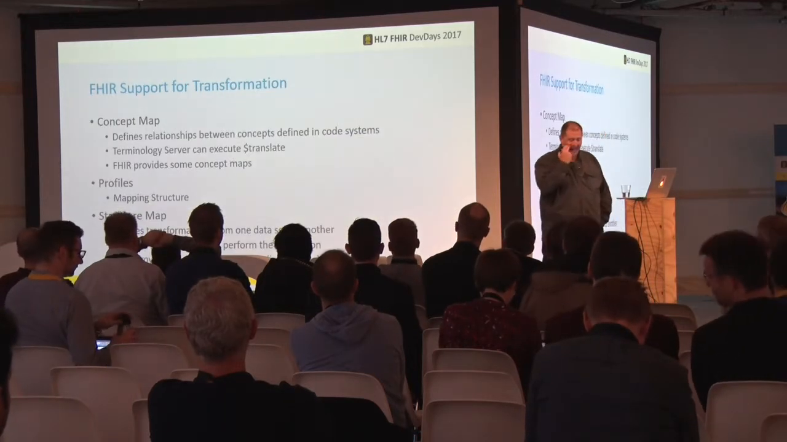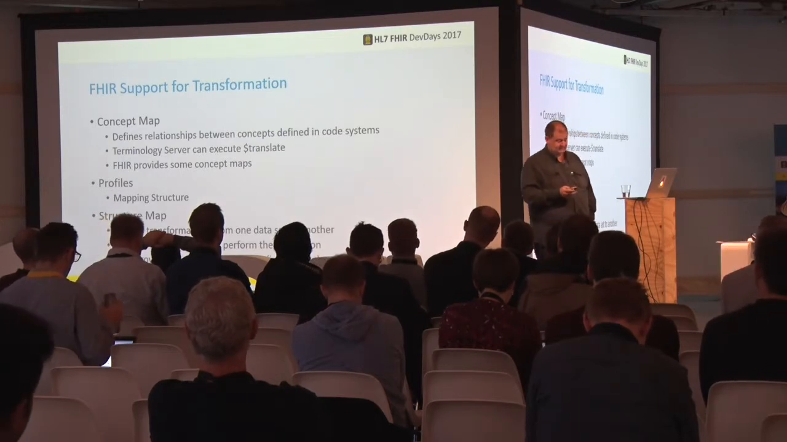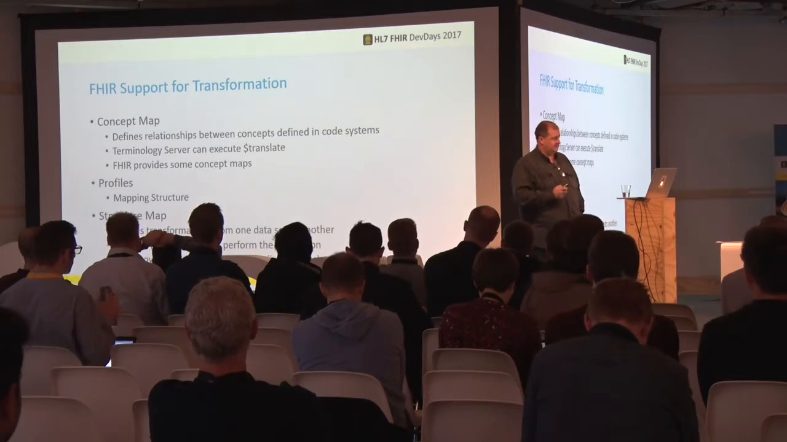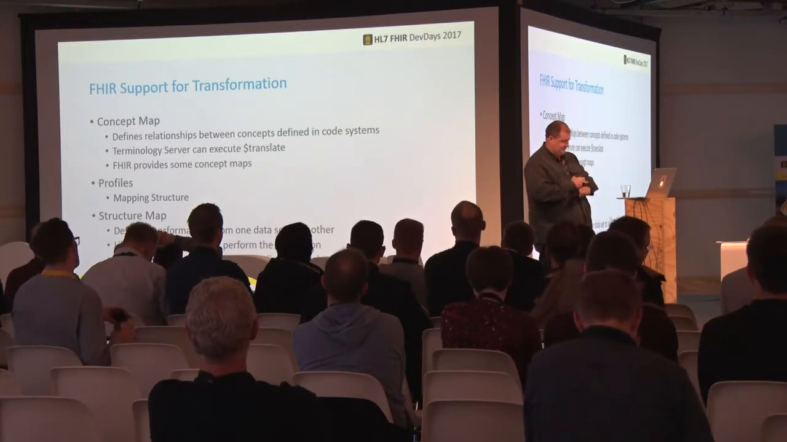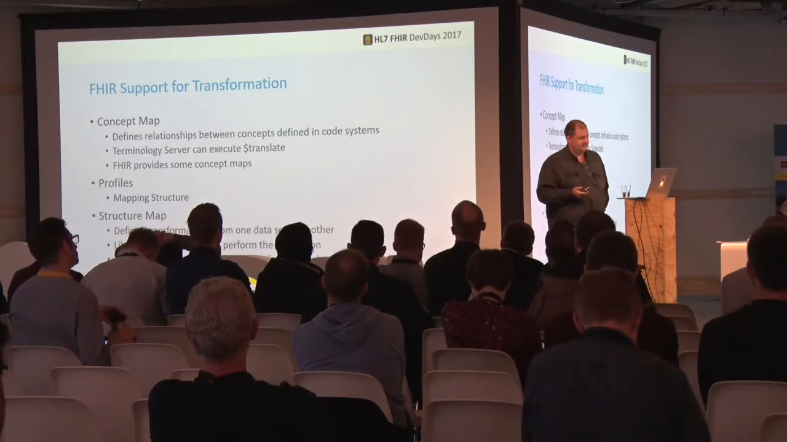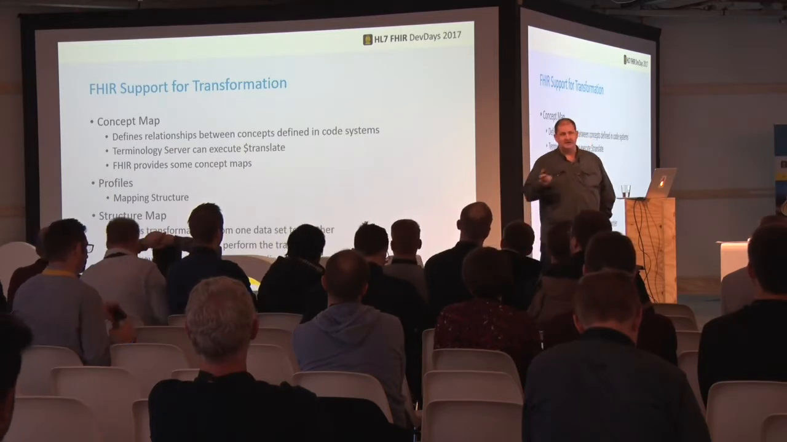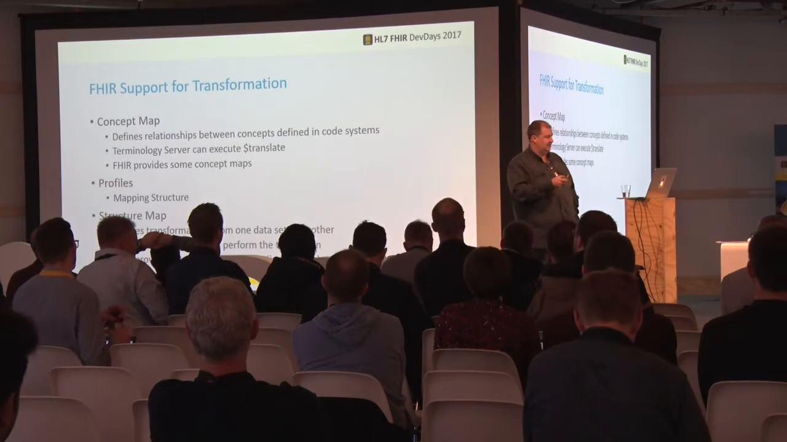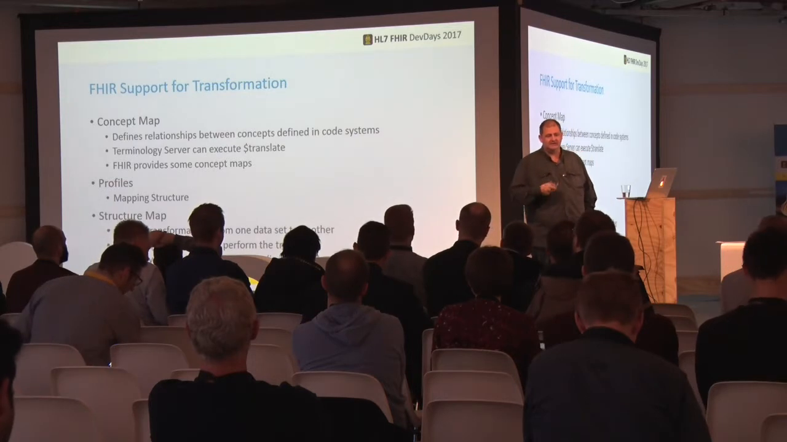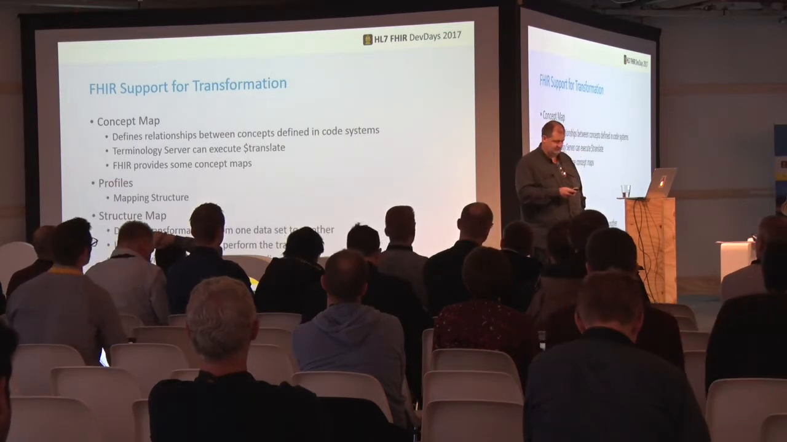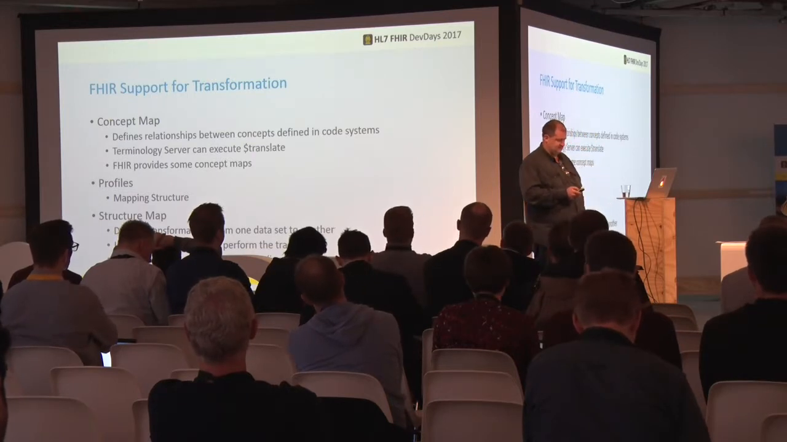All right. So those are the range of mappings that we have in the FHIR spec. Now I want to talk about the support we have for transformation. So the first thing that we have is a concept map. The concept map defines relationships between concepts defined in code systems. In other words, if we were mapping from, say, LOINC to SNOMED. And these kind of maps are pretty common, and in fact, there's not really a common specification for them, so we wrote one. And so you can use in a concept map a set of relationships between code systems.